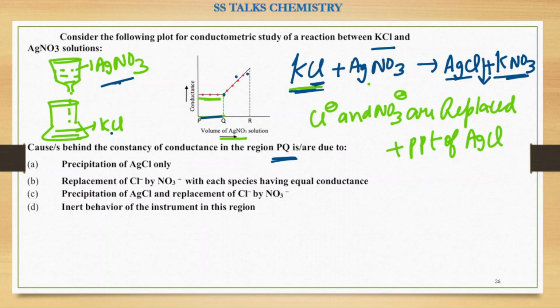Okay, so the correct answer will be that precipitation of AgCl and replacement of chloride by nitrate is taking place. That is given to us in option C over here.